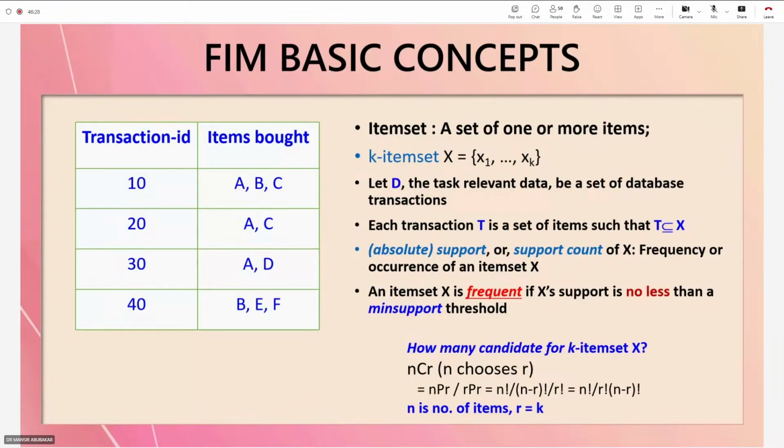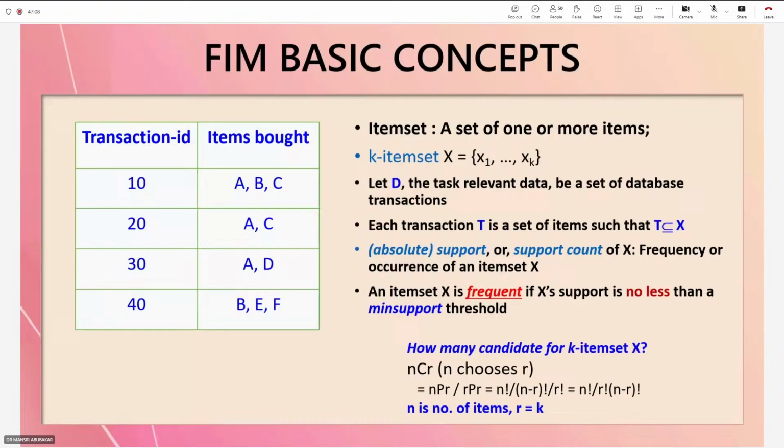So how the concept works: we have an item set of 1 or more items. One or more items indicates either A, B, or C, or D, E, or F. All these are the different items. For a set of items, we say a K item set is indicating X, which is X1 to Xk. So the set of items in transaction 1 is A, B, C, where we have X1, X2, X3. And then let D, the task relevant data, the whole of this relational data, be what we call D in our explanation.